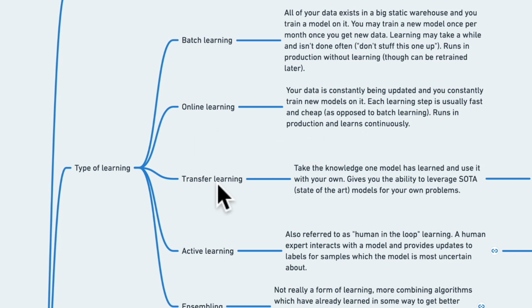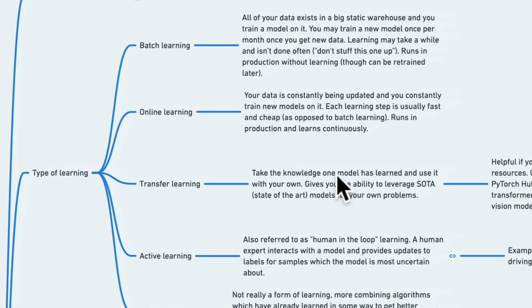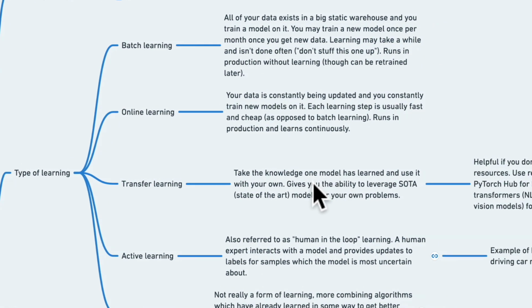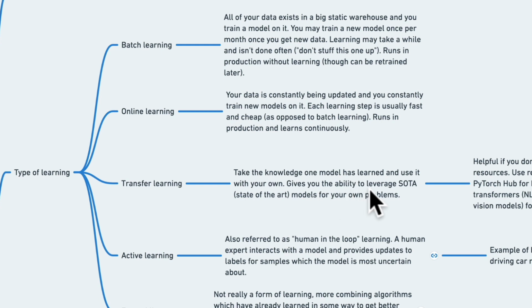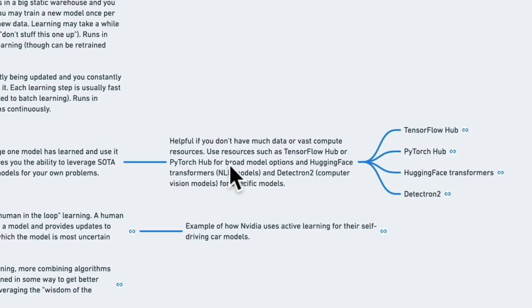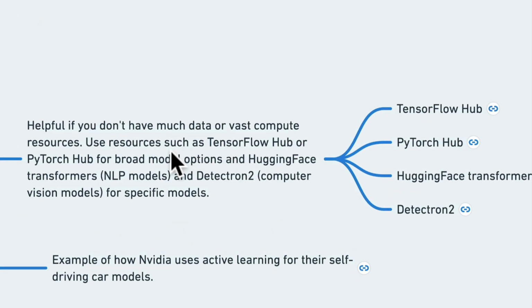Transfer learning. This is so important. I want you to research this. Transfer learning: take the knowledge of one model, what it's learned, and use it with your own. So transfer learning gives you the ability to leverage SOTA. By the way, you're going to see the acronym SOTA a lot in machine learning research. It just means state of the art. So the results your machine learning model is getting are state of the art on a certain problem. This is helpful if you don't have much data or vast compute resources.